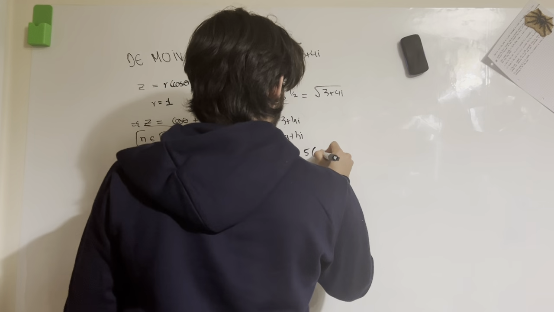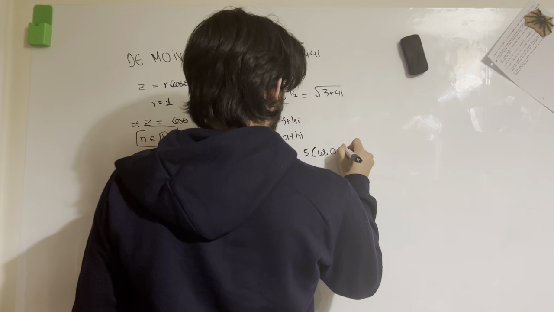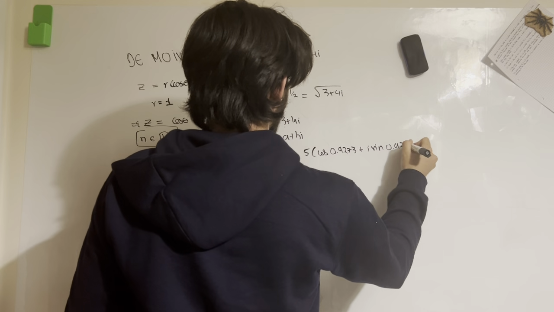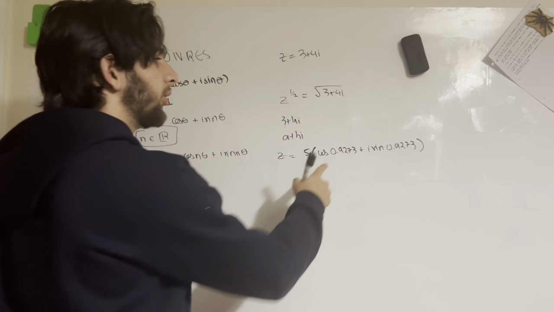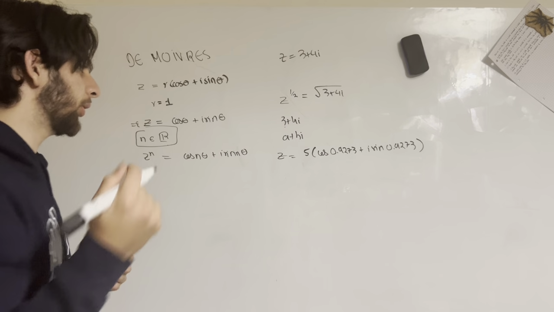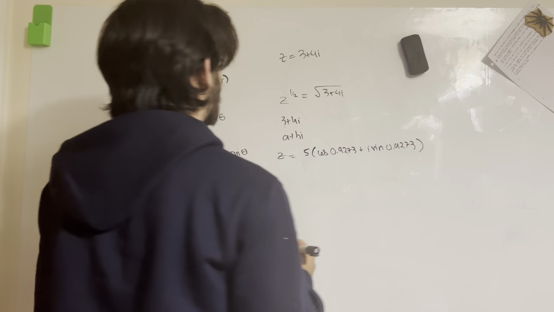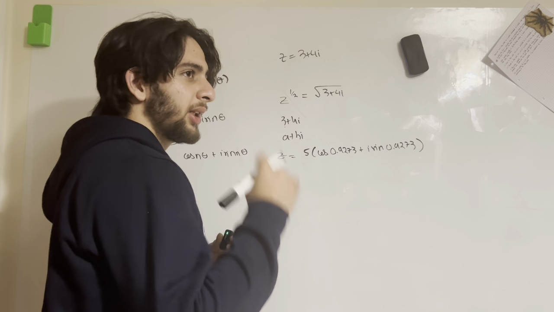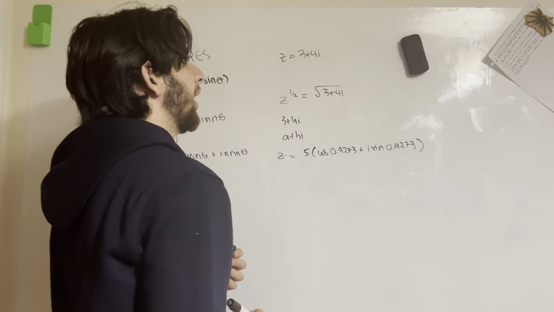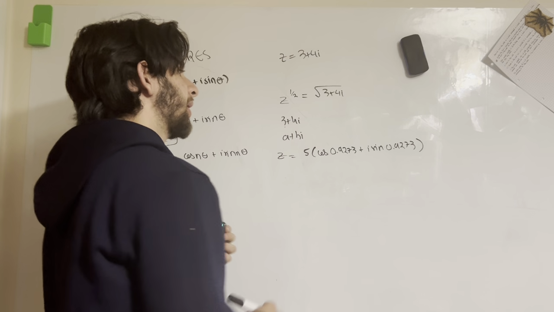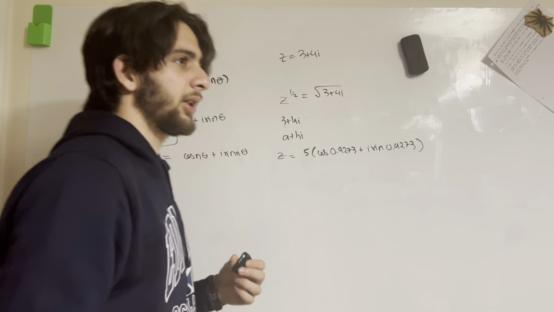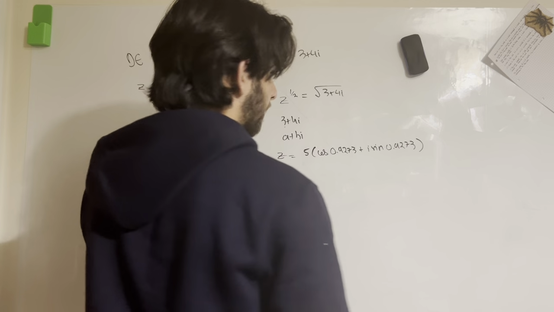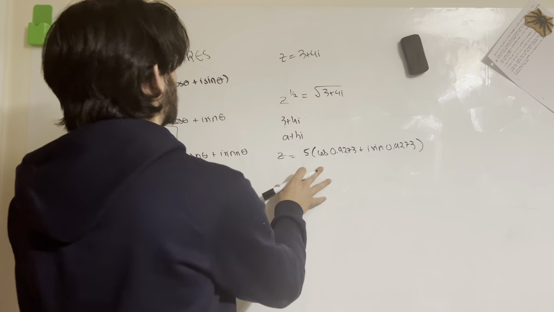So 5 cos 0.9273 plus i sine 0.9273. I've used radians over here, and you should too. Obviously nothing wrong with degrees, but for what's to come later on in your further mechanics, even in AS, and just later on in general, I think you should be very familiar with the idea of radians. It's just sort of my philosophy as to what you should do.